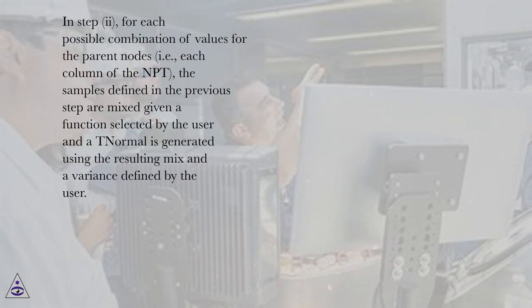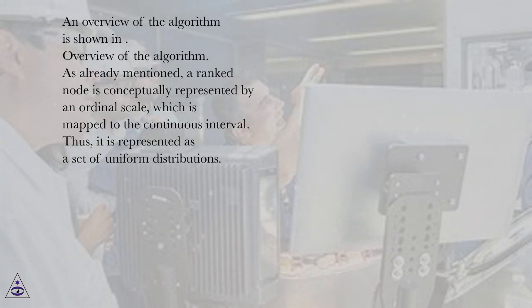In step 2, for each possible combination of values for the parent nodes, i.e., each column of the NPT, the samples defined in the previous step are mixed given a function selected by the user and a t-normal is generated using the resulting mix and a variance defined by the user. An overview of the algorithm is shown. As already mentioned, a ranked node is conceptually represented by an ordinal scale, which is mapped to the continuous interval. Thus, it is represented as a set of uniform distributions.